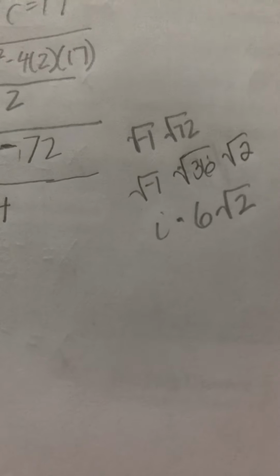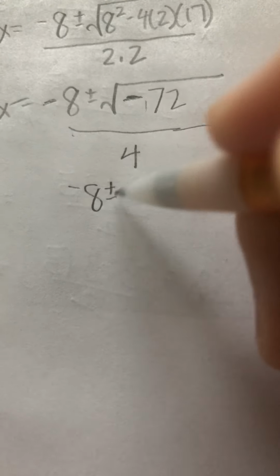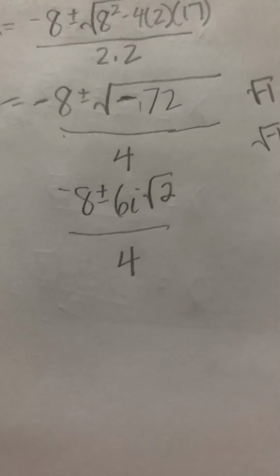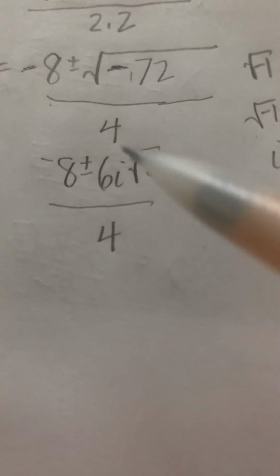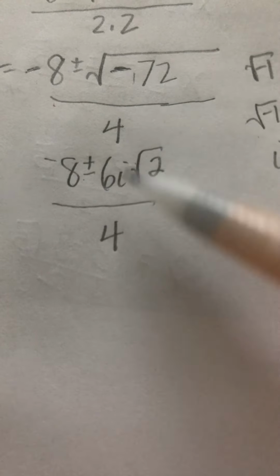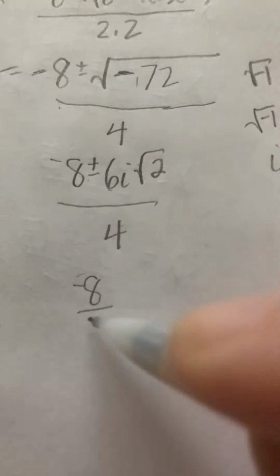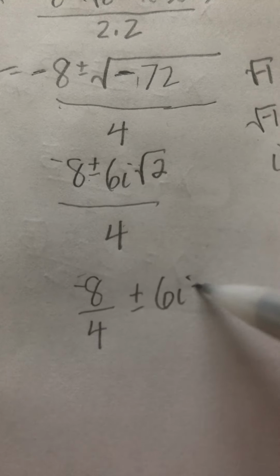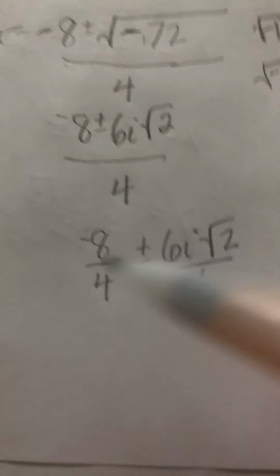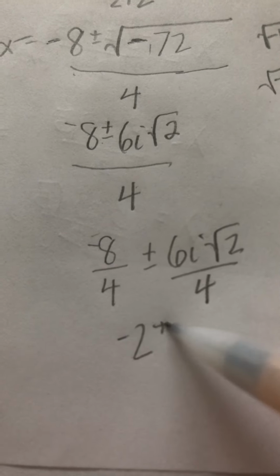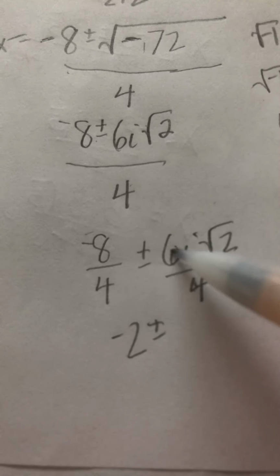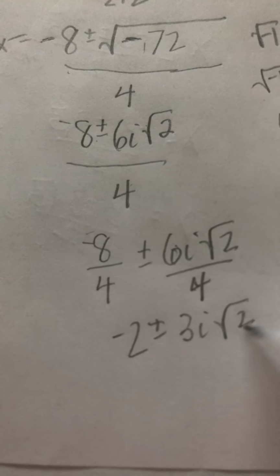So look at what that looks like when I write it over here. Negative 8 plus or minus 6i root 2, all over 4. Okay. You can break this up into this over this and this over this, because you can see there's some common factors in here. Okay, so that simplifies down to negative 2, and this you can simplify into 3 over 2. So look at how I'm writing that.